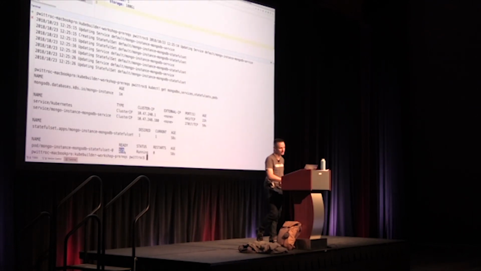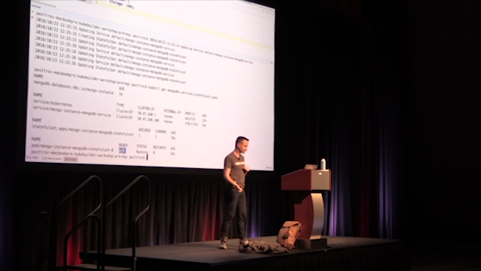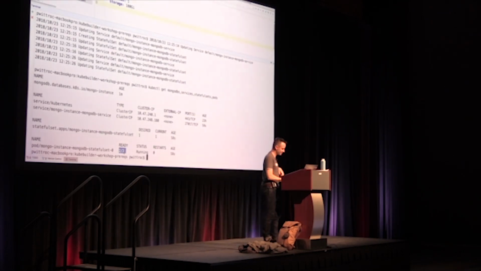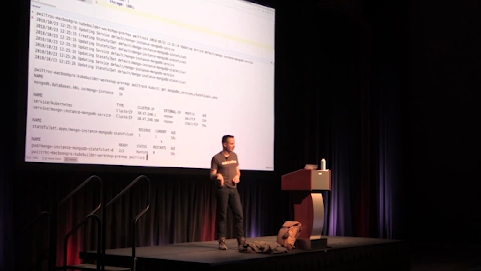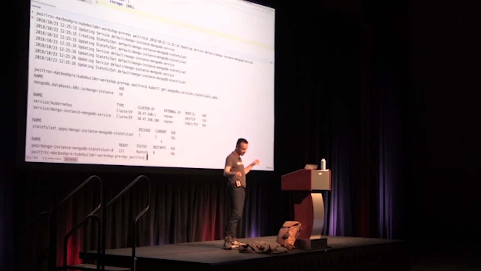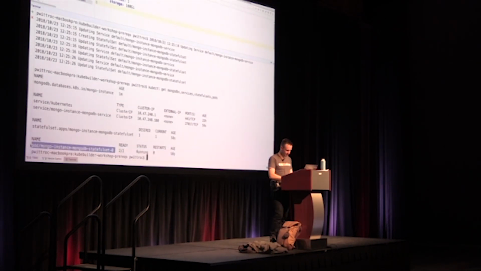And the ready 2 of 2 means there are 2 containers running in that thing, not that there's 2 replicas. And the status is running. Mine's running right away because I've already pulled this container. For the rest of you, it may say container creating for a while as the pod pulls down that image and then begins to run it. But eventually it will run. And if it doesn't, let me know.